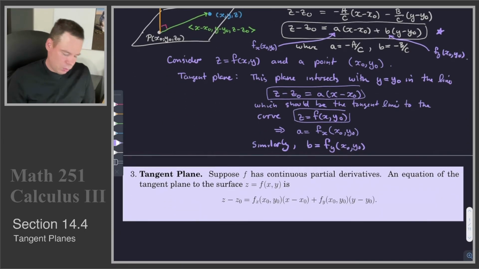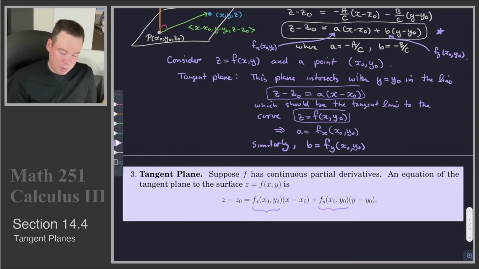And so that gives rise to this definition of our tangent plane. Suppose f has a continuous partial derivative. An equation of the tangent plane to the surface at a particular point, x naught, y naught, is given by this equation here. These were really the only two things we had to figure out. What were those values we put in front of the x minus x naught and the y minus y naught?